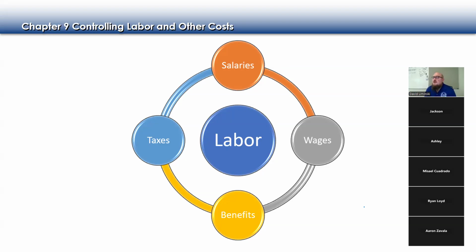Okay. So labor includes salaries, wages, benefits, and taxes. In a very simplified explanation, what benefits do we sometimes offer our employees? Health benefits, okay. Vision and dental potentially. We might offer them paid time off. Sick time, okay. So we might give them sick leave.